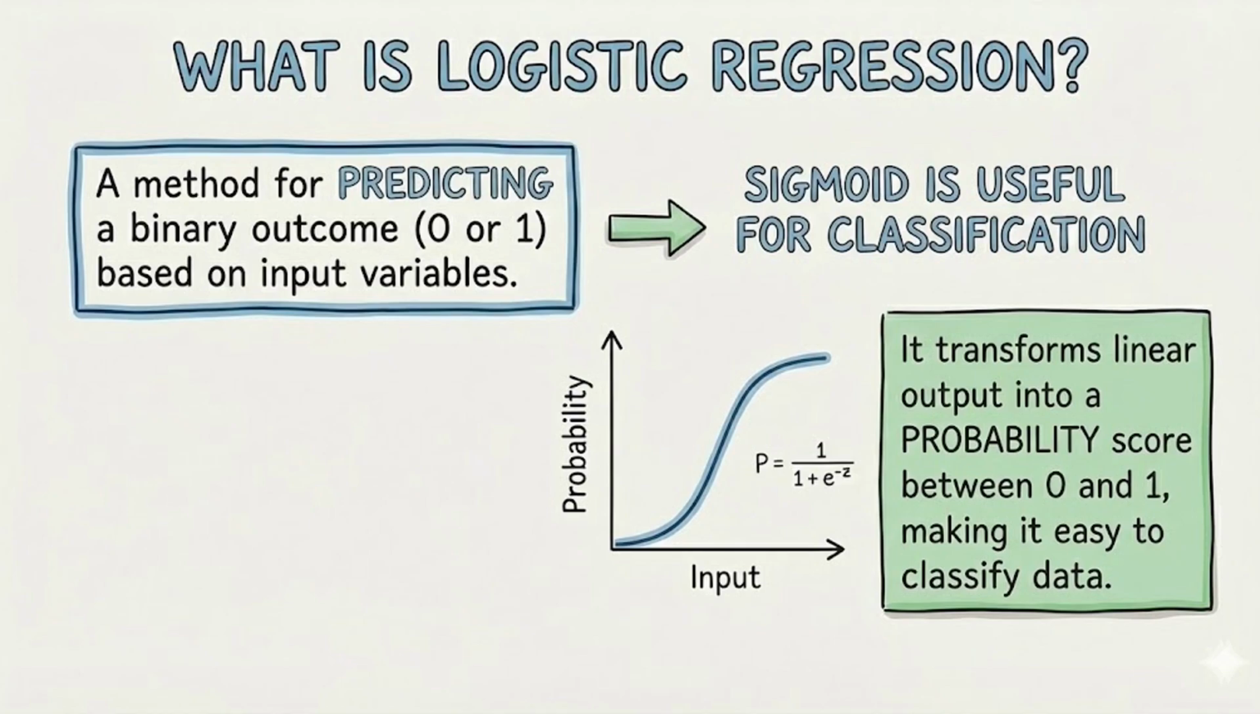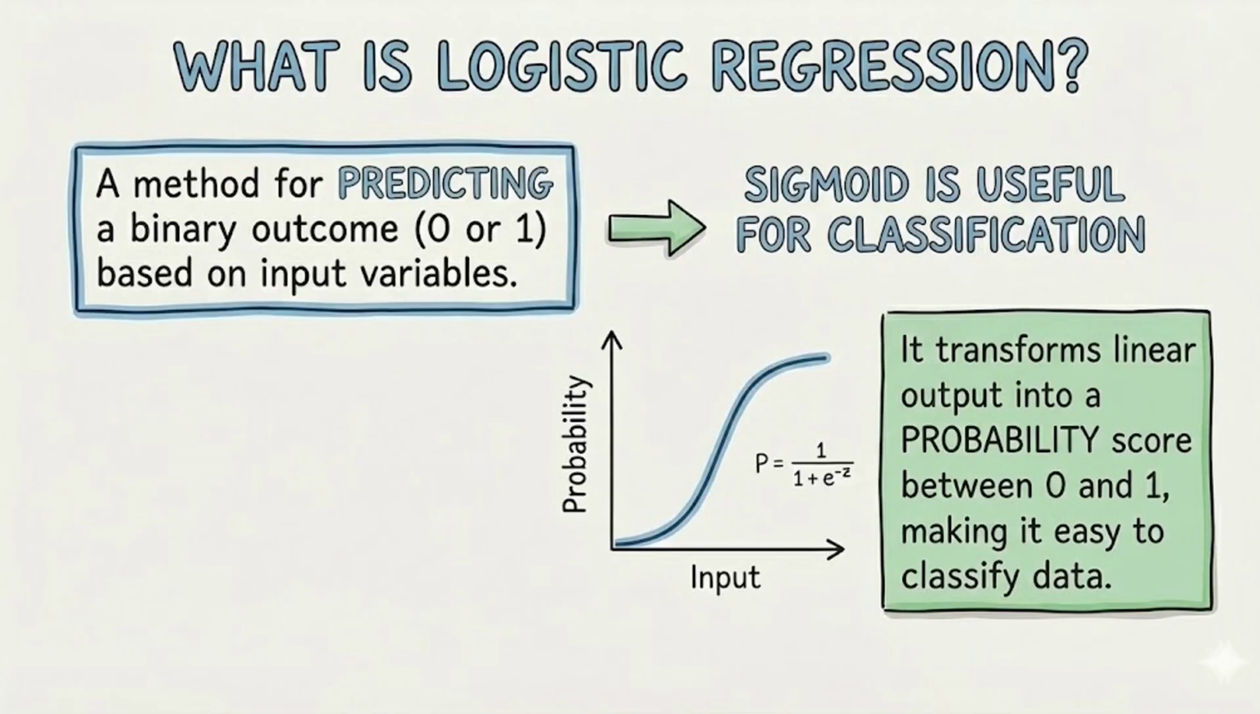What exactly does this algorithm mean? Simply put, it's a method used for predicting a binary outcome. By binary, we mean an outcome that has only two possibilities, like 0 or 1, yes or no, or true or false, right? Unlike linear regression, which we covered in the previous video and which predicts values like house prices, logistic regression uses something called the sigmoid function to handle the classification task.